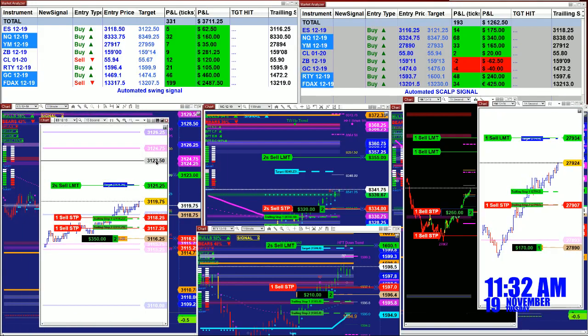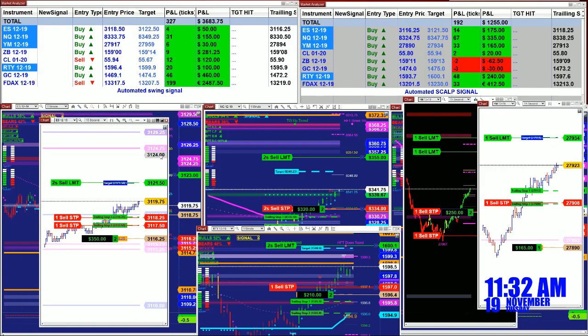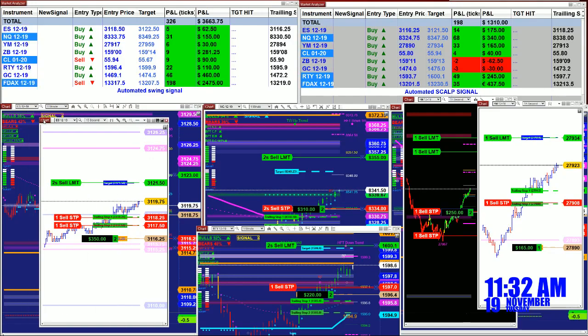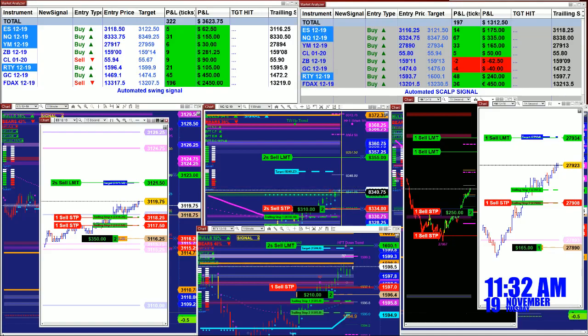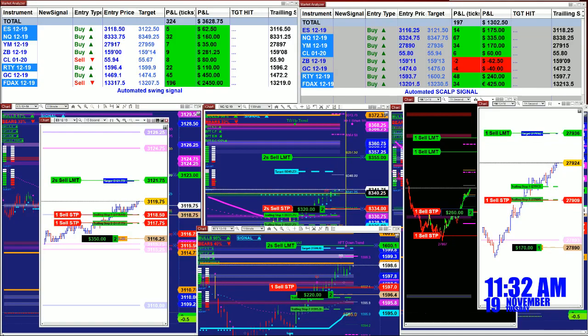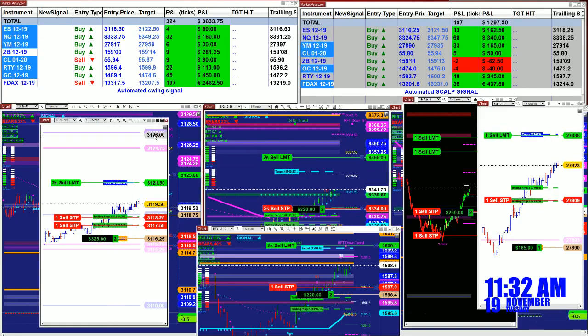And my main concern is the ES. I'd like to see that bar closing above. I'd like to see that bar close above. It's really weak. Let's see if we are able to do that.